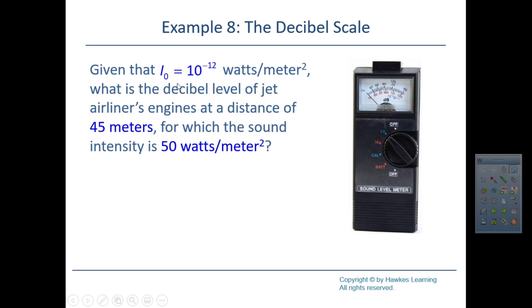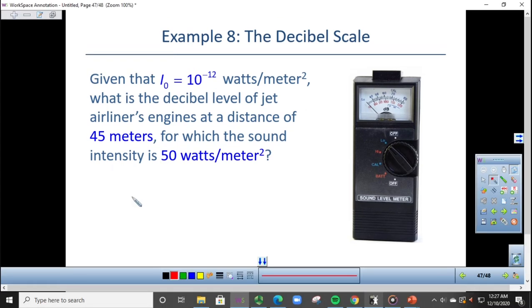So it says, given an initial intensity of 10 to the negative 12 watts per meter squared, what is the decibel level of a jet airliner's engines at a distance of 45 meters, for which the sound intensity is 50 watts per meter squared? So a little misleading as far as the verbiage, right? So remember what the formula says.